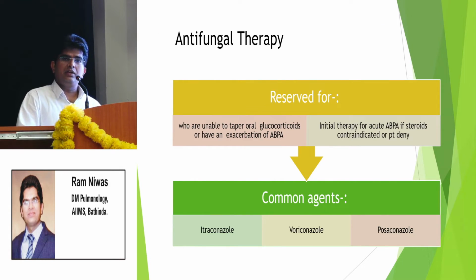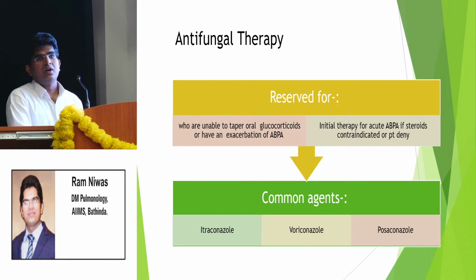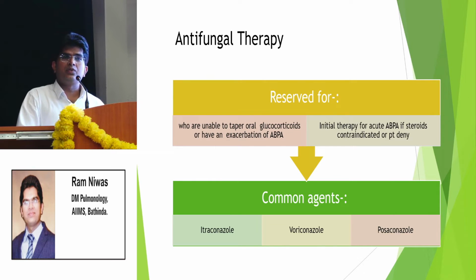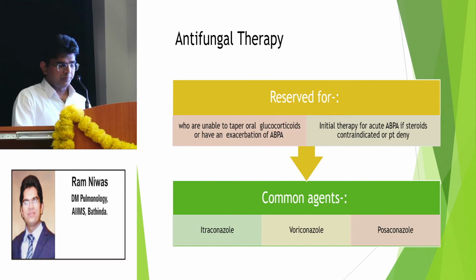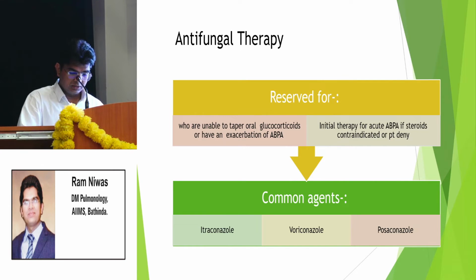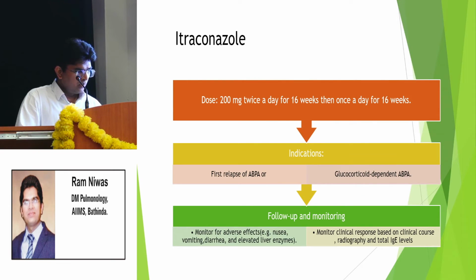Now coming to antifungal therapy. Antifungal therapy is reserved for patients who are not willing to take steroid, or there is recurrent ABPA, or the patient is steroid dependent ABPA. Common agents are itraconazole, voriconazole and posaconazole. Itraconazole is the cheaper option, and voriconazole and posaconazole are the safer option.